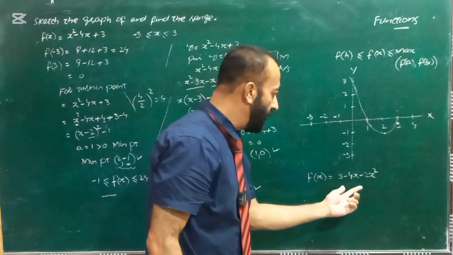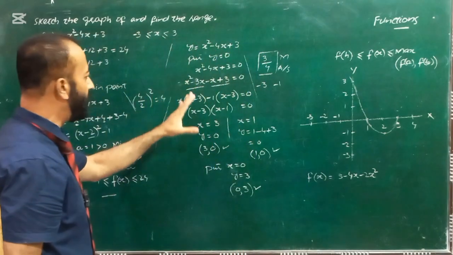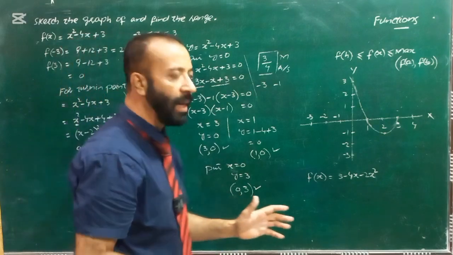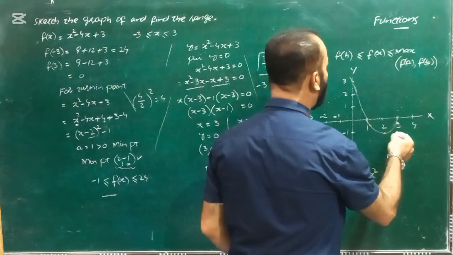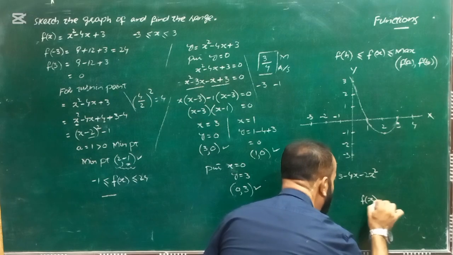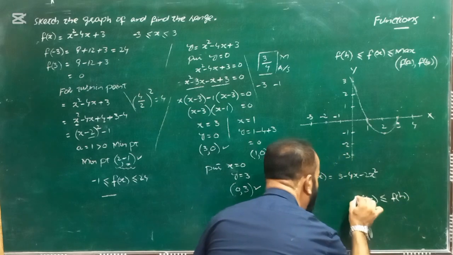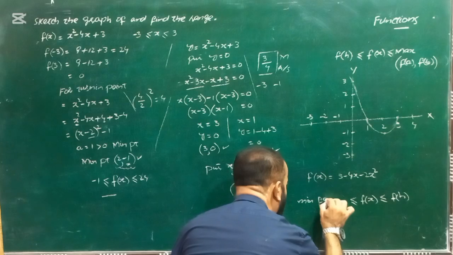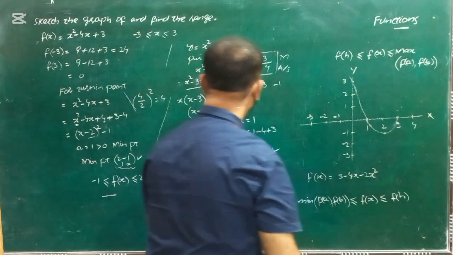So first you will complete this equation by the completing square method. So the same method will be adopted. First you will check whether the point is maximum or minimum. I'm telling you in advance, the point will be maximum. So for the maximum point, the range will be f of x lesser than or equal to f of h and greater than or equal to the minimum of f of a or f of b.